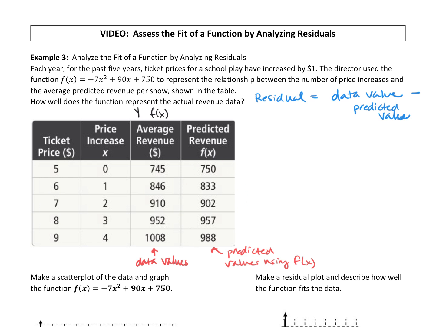So what we're going to do is add a column to our table, and we're going to find the residual for each data point. All we do is take our data value and subtract the predicted value. So we have 745 as the data value. We're going to subtract 750 and we get -5. So the residual at x equals 0 is -5.